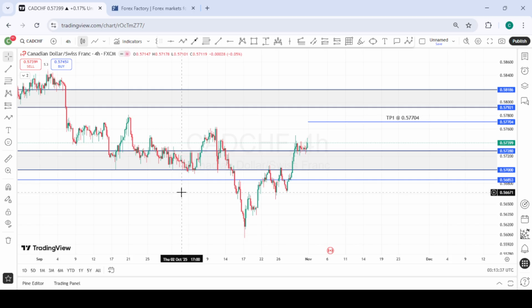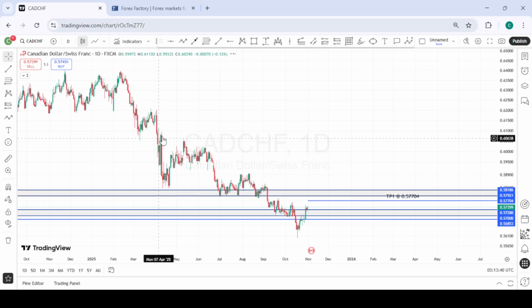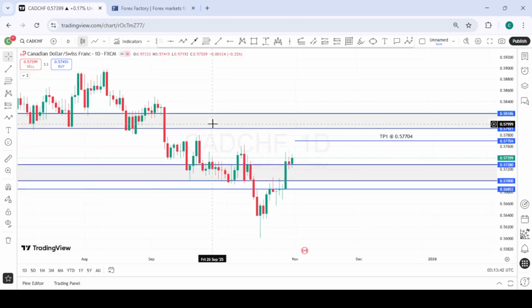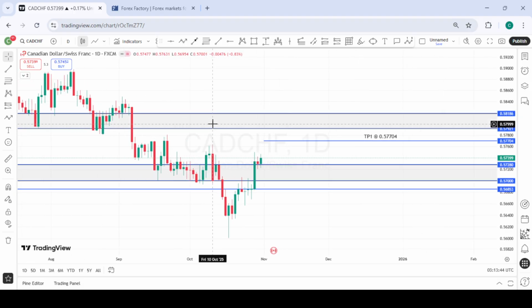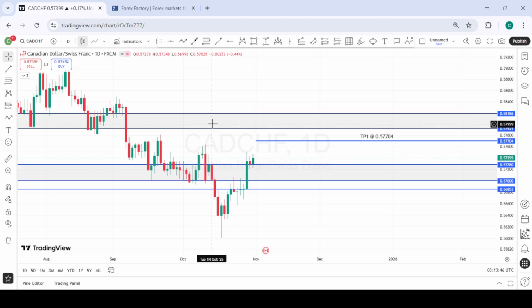We also have here CADCHF, which has shifted bullish, even though it's bearish on a weekly perspective. It has shifted bullish on the daily and in the 4-hour time frame. So what we can do here is wait for a possible pullback into this area of interest, this very first area of interest. Look out for buying confirmations, and we take our buys to the upside, targeting this as our first target, and our second target will be the zone we have above here.